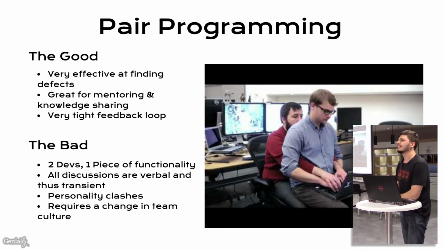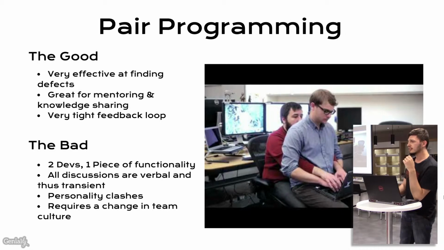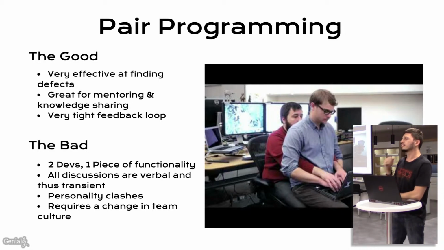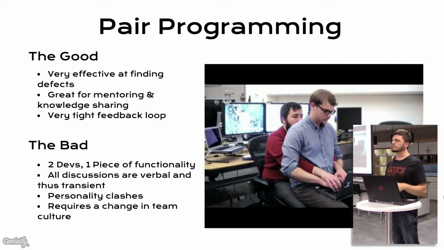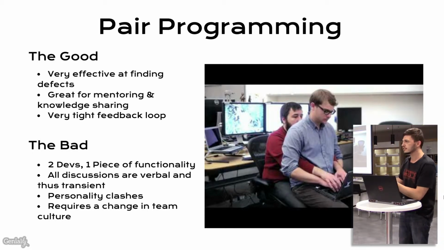Now, as for the bad thing, you've got two devs for one piece of functionality. That ties up two resources for everything you need to pump out. That's obviously quite a time sink. Another thing that is bad with pair programming compared to your tool-assisted stuff is that everything is verbal. All your communication, all your decisions in your code going a certain way is verbal. So there's no way, in 6 months' time, going back to it and looking at why we made the decision to use X library here, for instance.